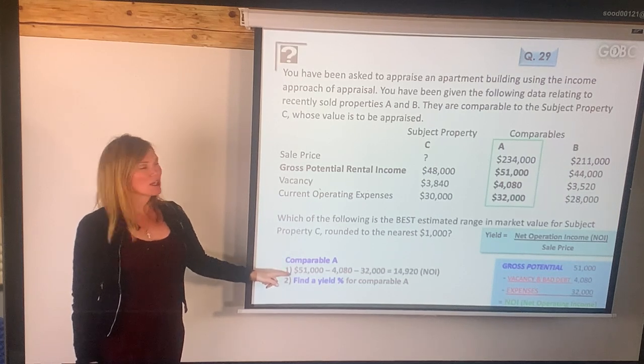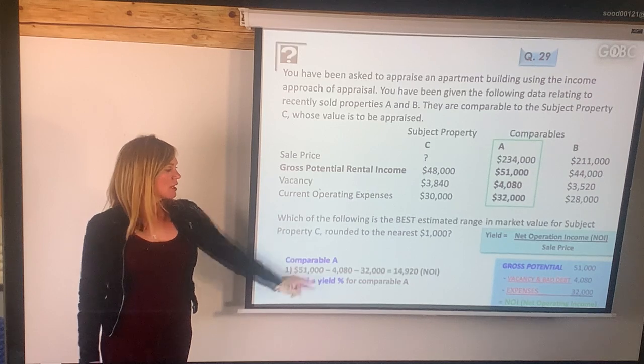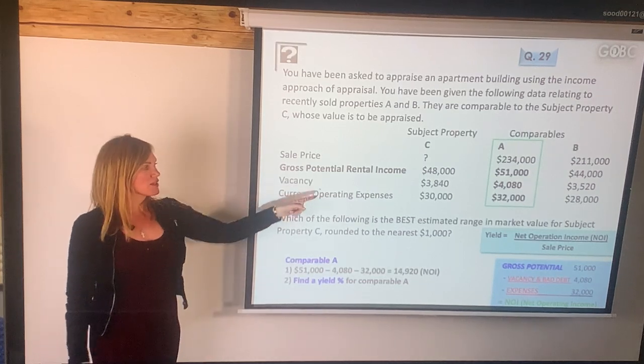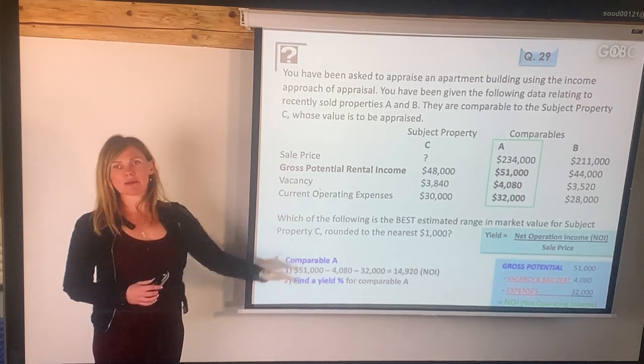We're going to take the income, $51,000. We minus the vacancy and bad debts, $4,080, minus $32,000, which is your expenses. You see that? And that takes you to $14,920. That is your NOI, right? So we've done the math.